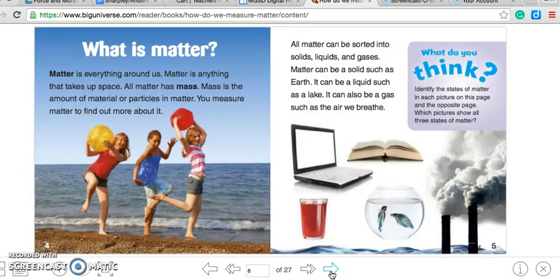What is matter? Matter is everything around us. Matter is anything that takes up space. All matter has mass. Mass is the amount of material or particles in matter. You measure matter to find out more about it.